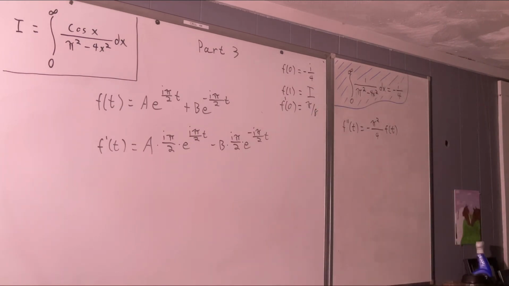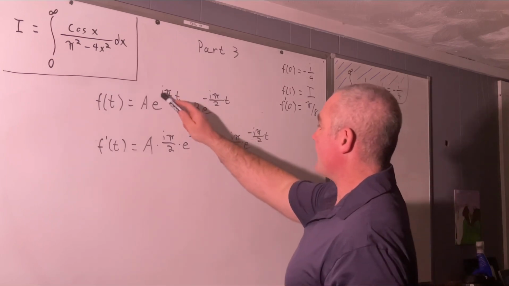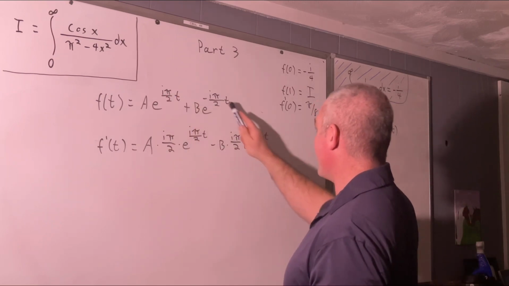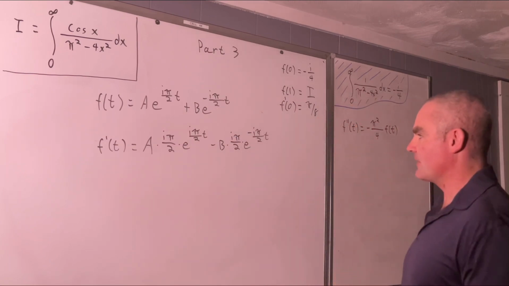Yeah, I did that right. All we did was bring down this constant in front of that a. We brought down this constant in front of that b. And we still have the exponentials, so that's valid.